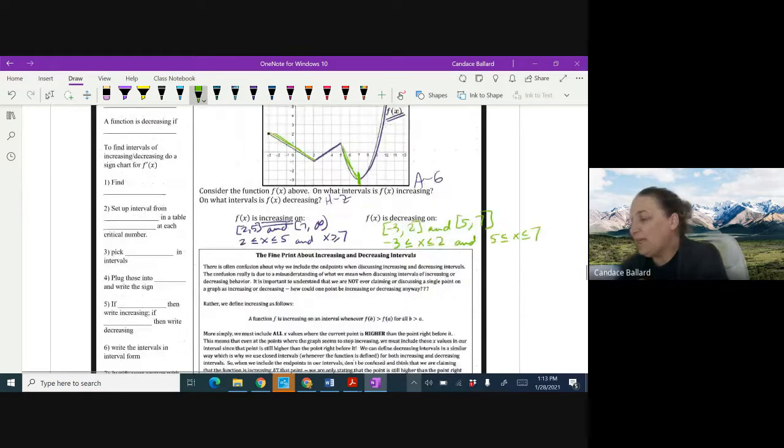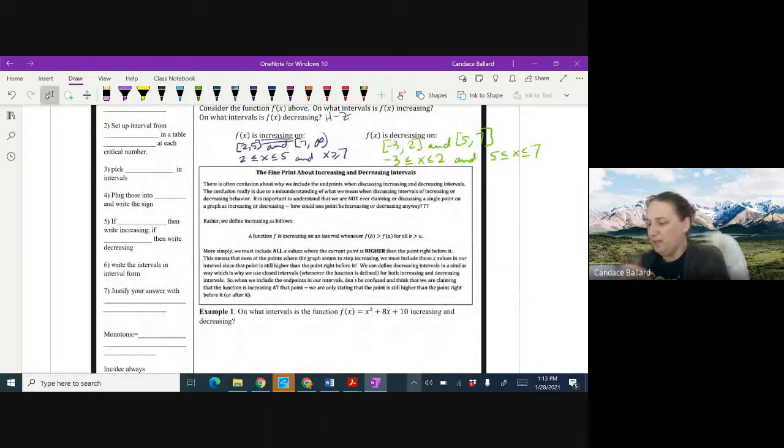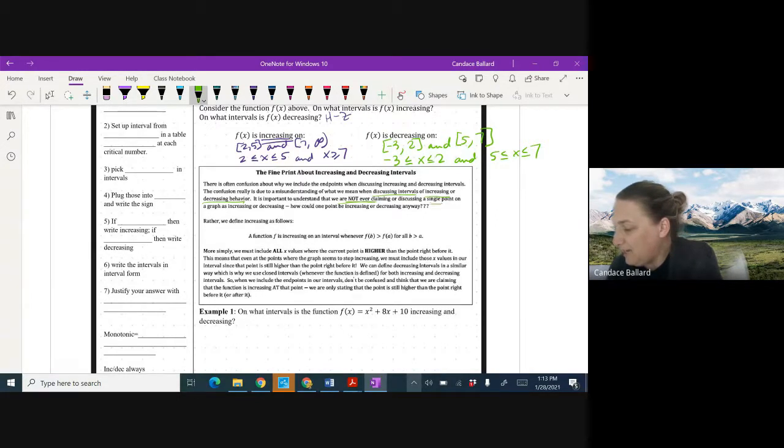Okay, so let's read through the fine print, and then we'll fill in the stuff that's on the left there. There is often confusion about why we include endpoints when discussing increasing and decreasing intervals. The confusion is really due to a misunderstanding of what we mean by discussing intervals of increasing or decreasing behavior. It is important to understand that we are not ever claiming or discussing a single point. So it's not a single point on the graph as increasing or decreasing. How could one point be increasing or decreasing? It's just a point. So you have to always have an interval of stuff for it to be increasing or decreasing.